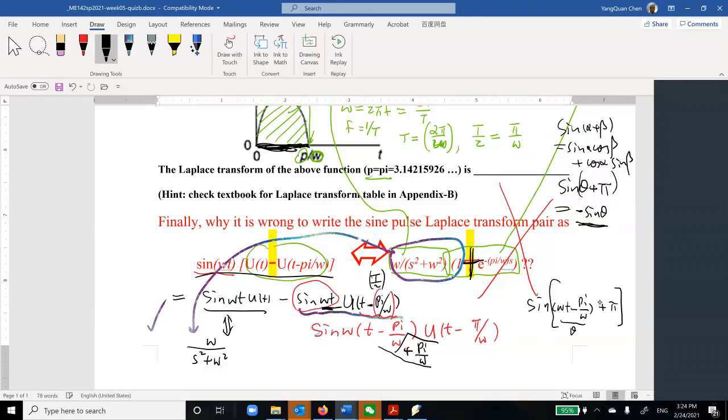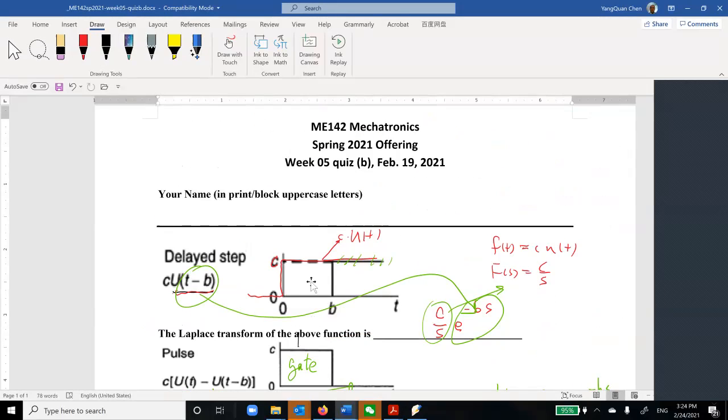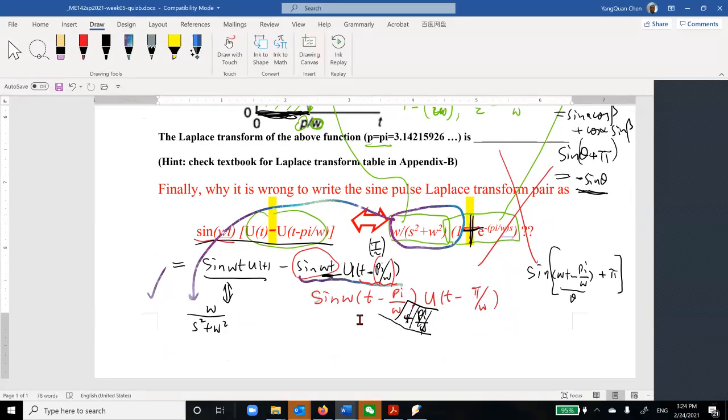So basically, this one, you simply drop this term by writing a minus sign in front. And the minus sign, you got positive. Okay, so you got omega sine square plus omega square and e to the minus pi omega s.